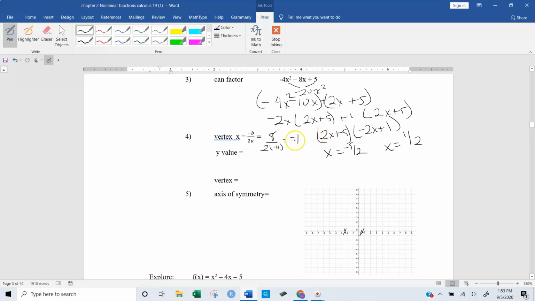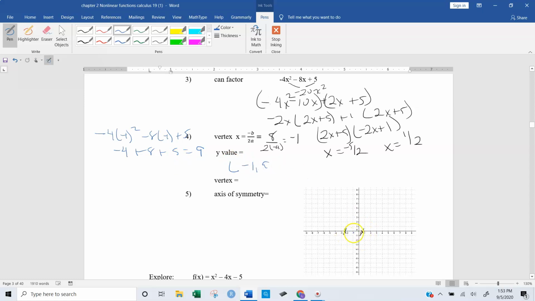Now you take the negative 1 and you plug it back into the original problem. I'm running out of room here. I'm going to go over here. So we're going to take negative 1 and plug it back into the original. And you get negative 4 plus 8 plus 5, which equals 9. So your vertex is negative 1 comma 9.